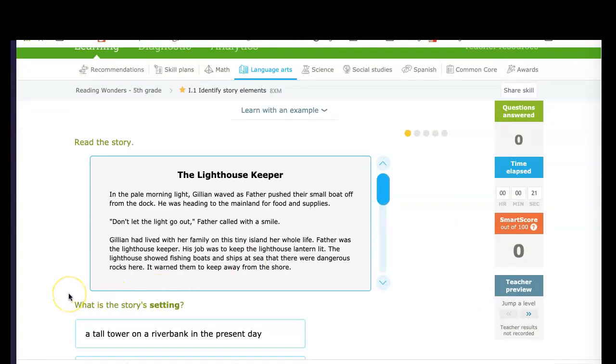So those were just a few little tips that I discovered. Thank you, Beth Frank, for helping me find that skill plan, and hopefully that helps some of you with your digital learning.